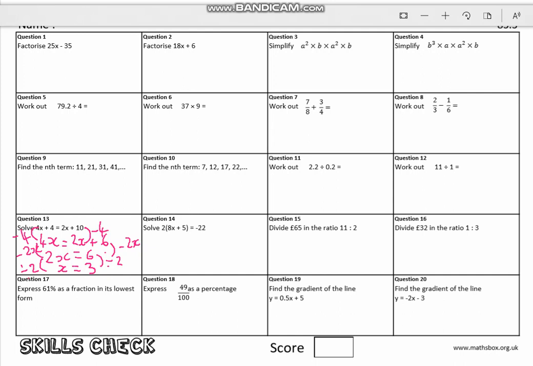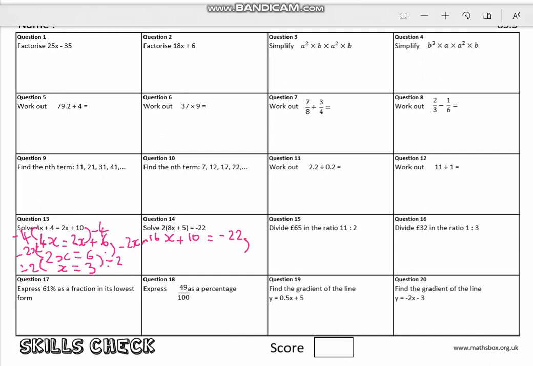Next one, we've got some brackets this time. We did lots of these in class, so we're going to have to get rid of the brackets first. If you remember, it means 2 times whatever's in the brackets. So we'll do 2 times 8x, which equals 16x, and then 2 times 5, which equals 10, and then that equals minus 22. Nice and simple again, we've just got to get rid of the number on this side and put it onto that side, so we've got all the x's on one side and all the numbers on the other side.